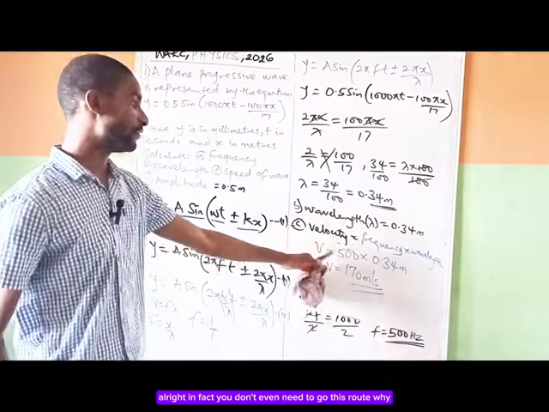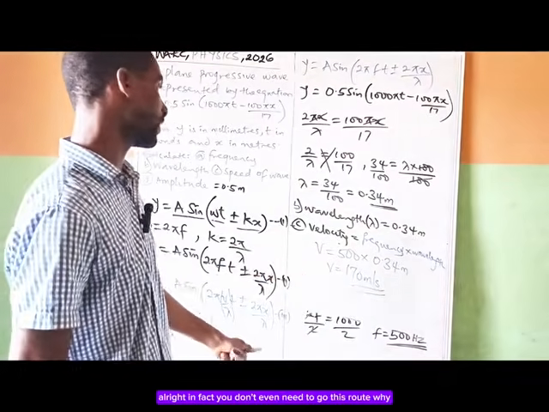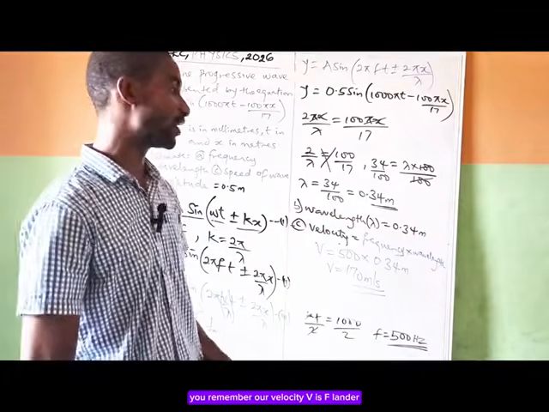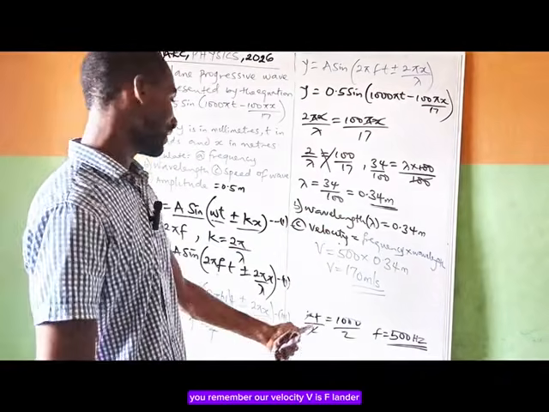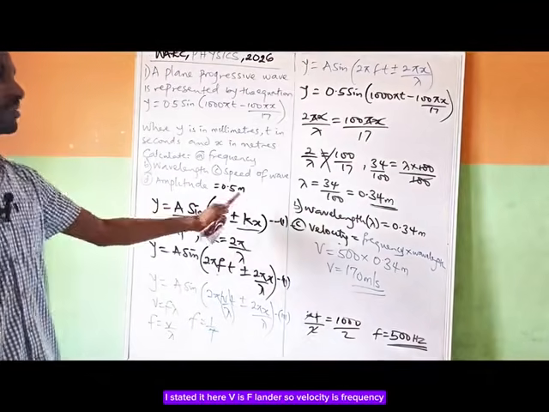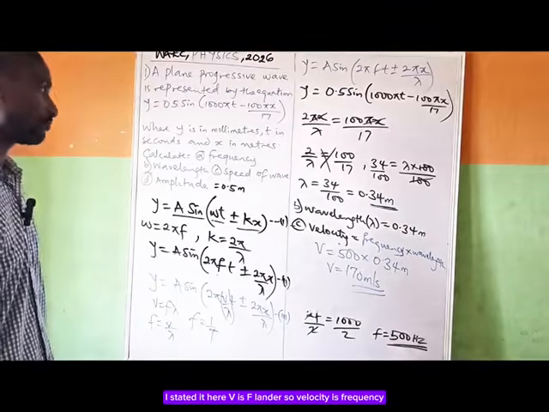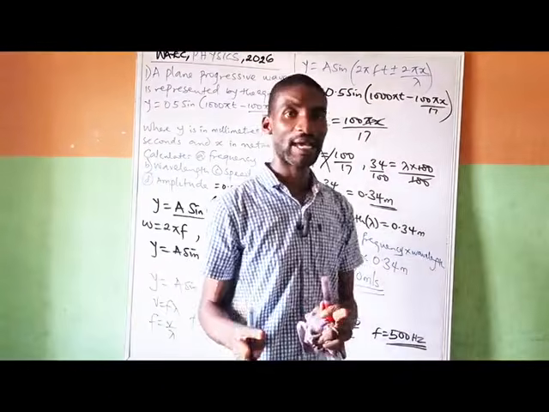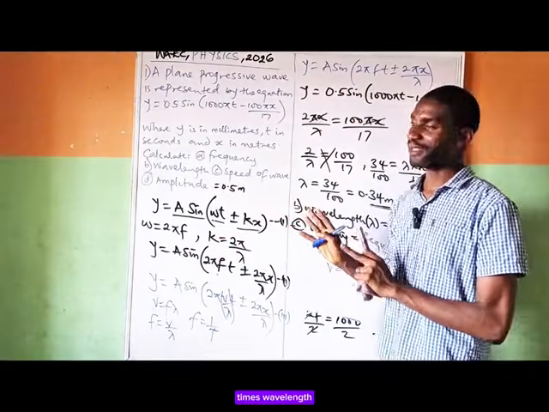So that is the velocity. The velocity is 170 meters per second. The wavelength is 0.34 meters. And the frequency is 500 hertz. And of course, the amplitude is 0.5 meters. Now, we have answered this question.